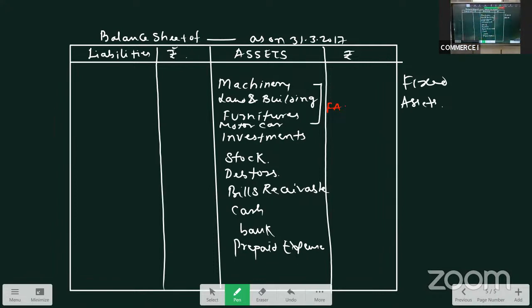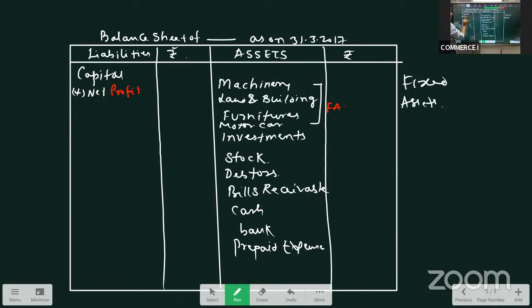Assets are the properties owned by the business. Take it on the right side of the balance sheet. On the left side, we'll take first capital. What is capital? Capital is the amount invested by the proprietor at the commencement of the business. To this capital, we'll add net profit.